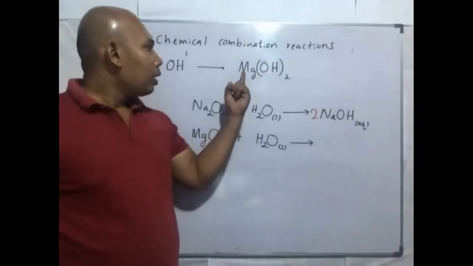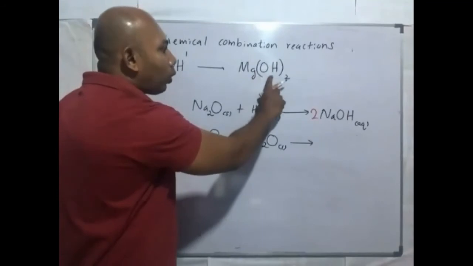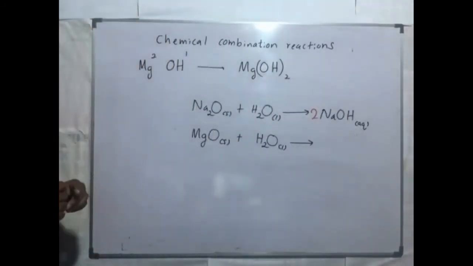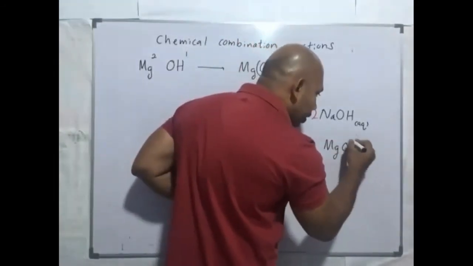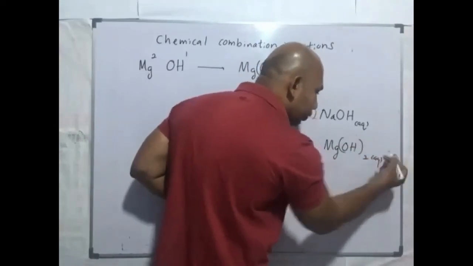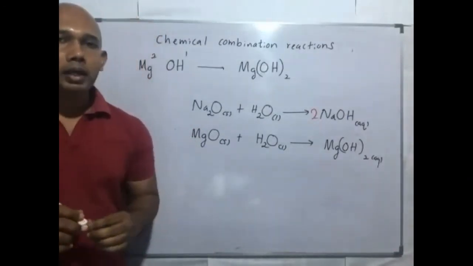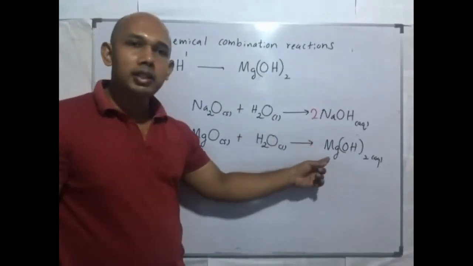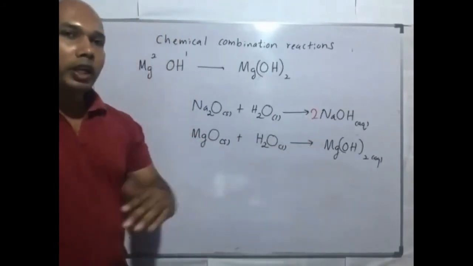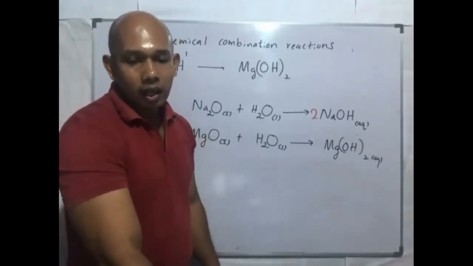Magnesium hydroxide, right? Mg(OH)2. Then the product is Mg(OH)2, aqueous, a very weak base. Commonly we call it an antacid, milk of magnesia. A patient who suffers from gastric pain commonly uses magnesium hydroxide, a weak base, to reduce the pain. These are called antacids.